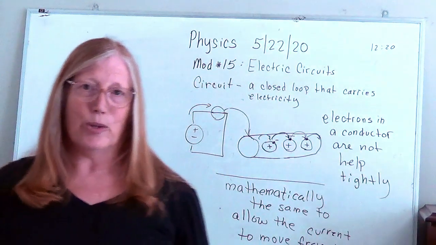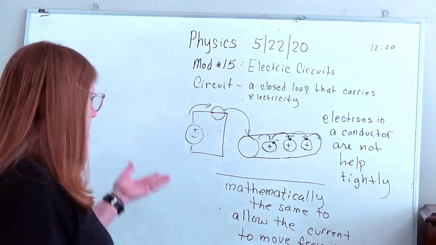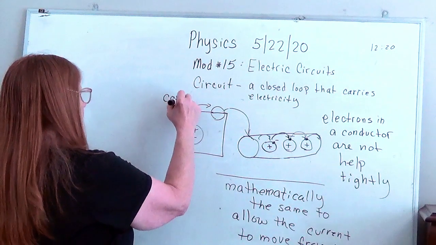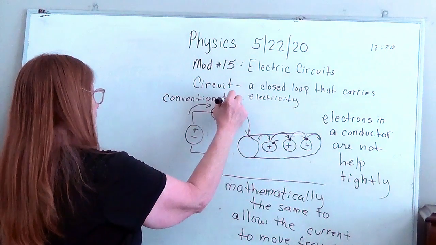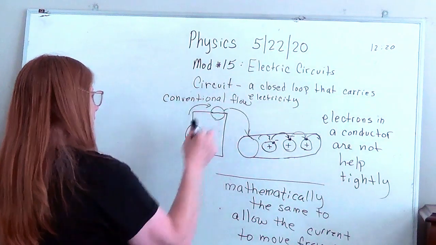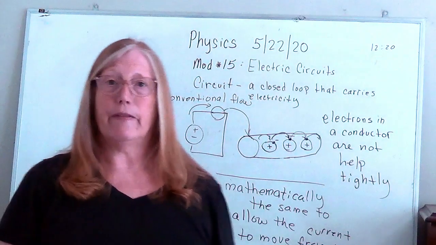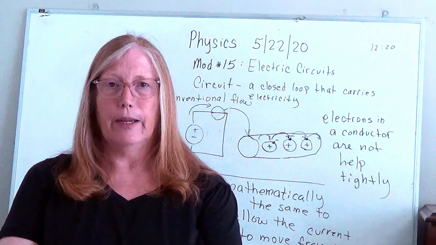And there's another story behind this thought. And we actually are going to call that the conventional flow. We know the real flow goes that way, but we're going to draw it as if the real flow goes the other way. And it's called conventional flow.